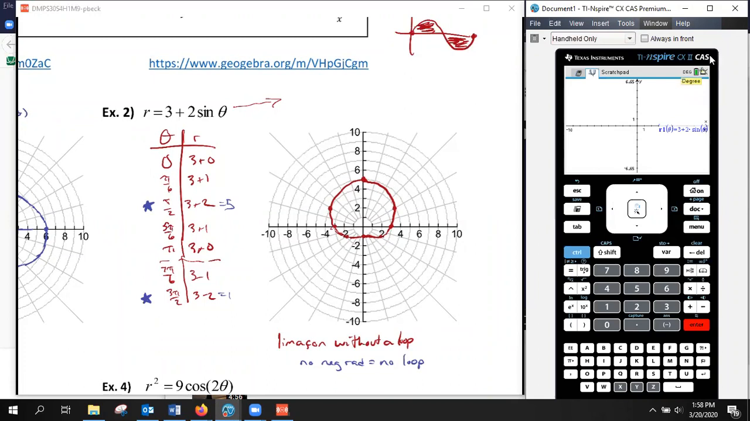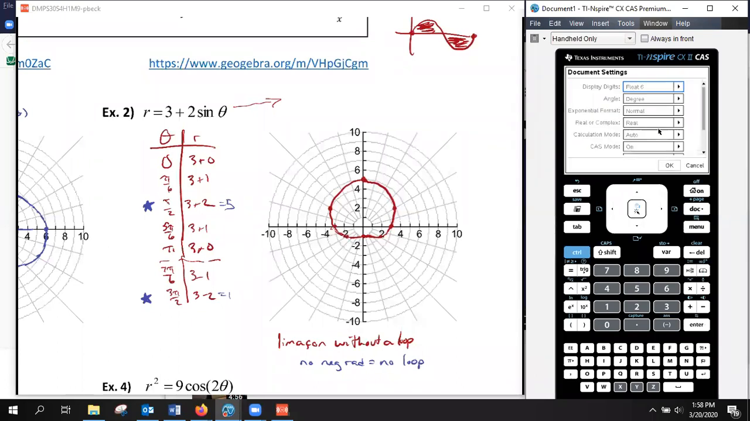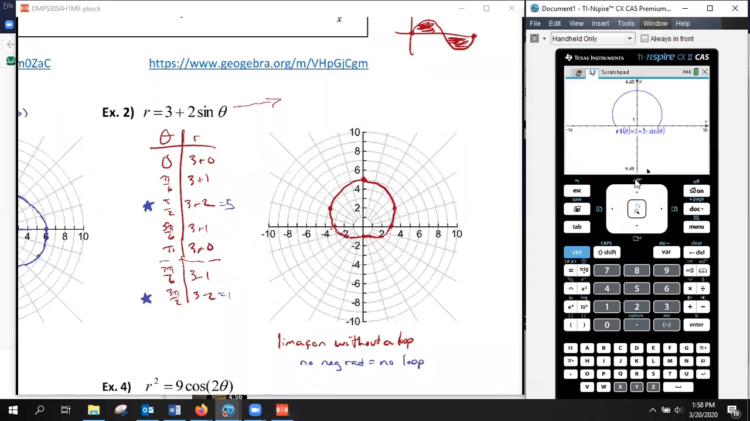And I'm in degrees. I kind of had this in degrees from my pre-calc code, so let me change the settings really quick. I want radians. Okay, so that would be the graph that I have there.